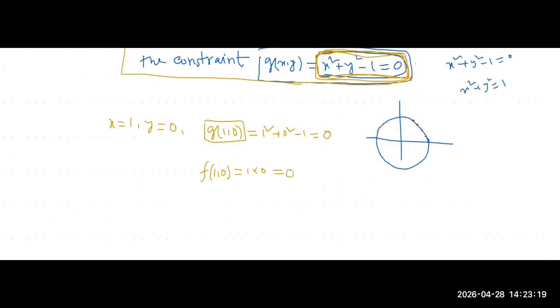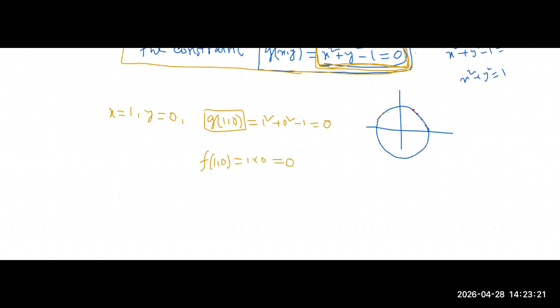If we take any other point from the constraint, say x equal to 0, y equal to 1, in that case our functional value at this point 0 comma 1 is again 0 times 1 equal to 0.